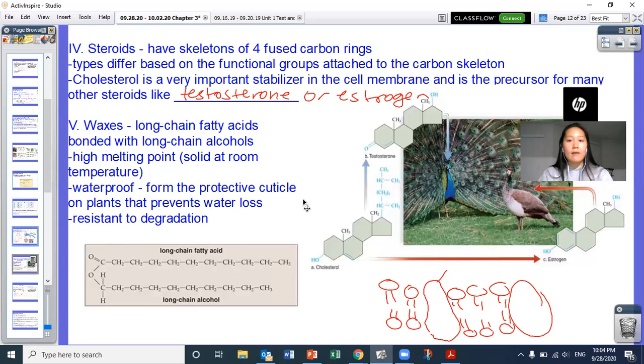Okay, so that's all we have for carbohydrates and lipids. Make sure you get your notes down, turn it in for extra credit if you need to, and then make sure you get that initial short essay answered on the formation and degradation of monomers and polymers.